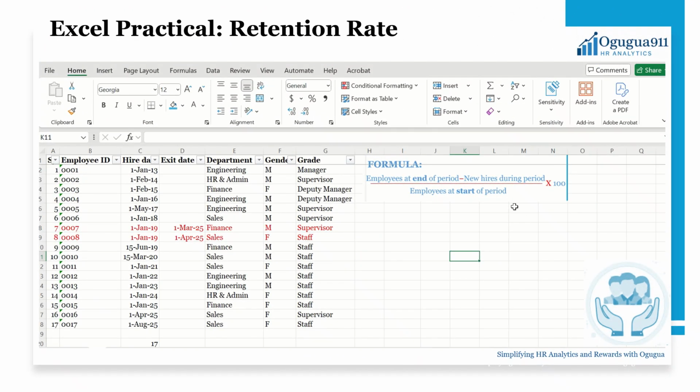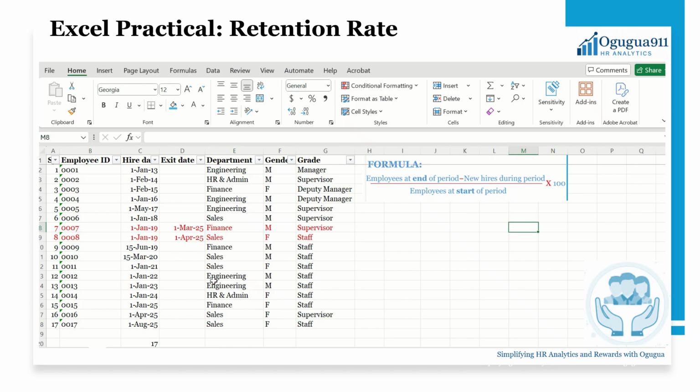So this is my data to compute retention rate. I have my serial number on column A, my unique identifier on column B, joining date on column C, exit information on column D, departmental data on column E, my gender data on column F, and grade data on column G. Now recall the formula for computing employee retention rate. We want to get employees at the end of the period and remove the new hires that joined within that period, dividing it by the employees that were there at the very beginning.